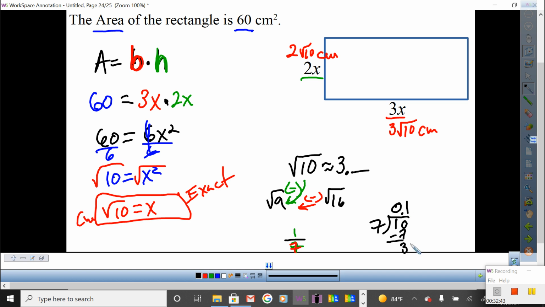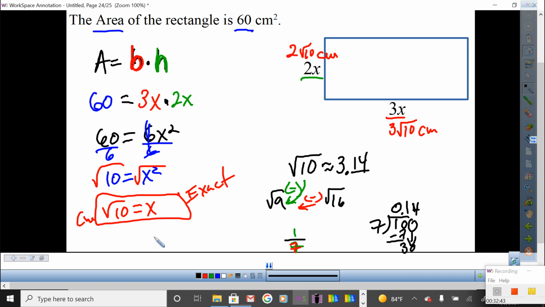Subtract, that's 3. Add a 0, bring that down, fits in there 4 times. And I'll stop right there. This is approximately 3.14. That's high. What's that? High. What? Isn't that high? No. Yeah? 3.1415, and it continues. That's pi. High. You're like, really, Mr. Q? Yeah, okay, fine. It's pi.